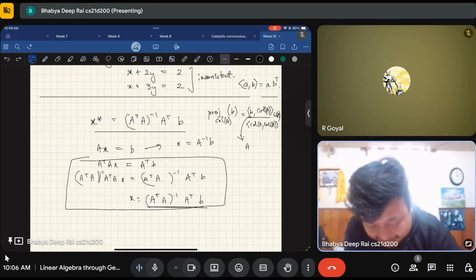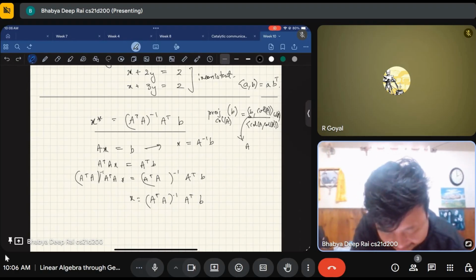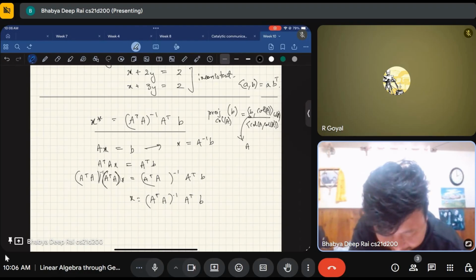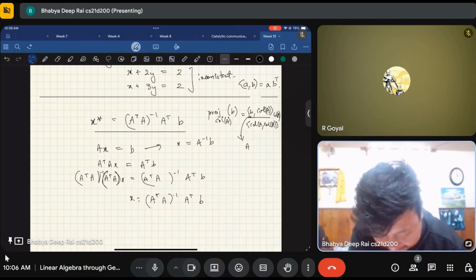Okay, so what you mean is left multiply by A transpose, which is a valid operation, and then multiply by A transpose A whole inverse on both sides. This is associative also, so I can do this first, then do this inverse and then multiply. I don't see a problem here.